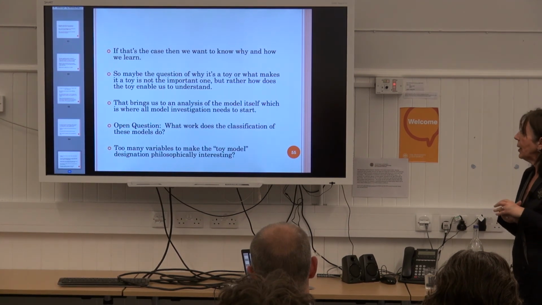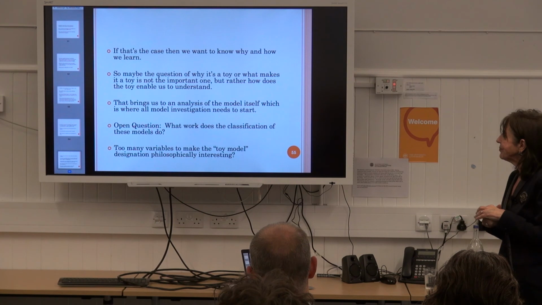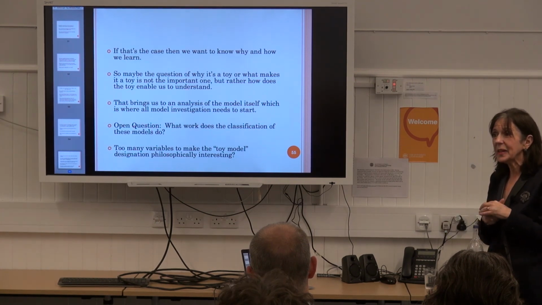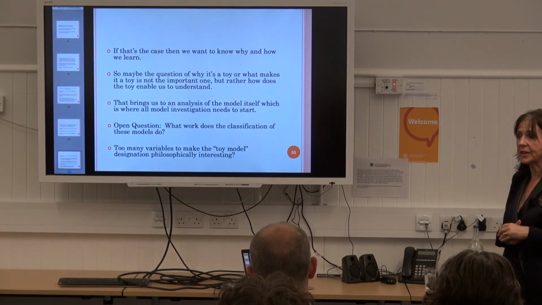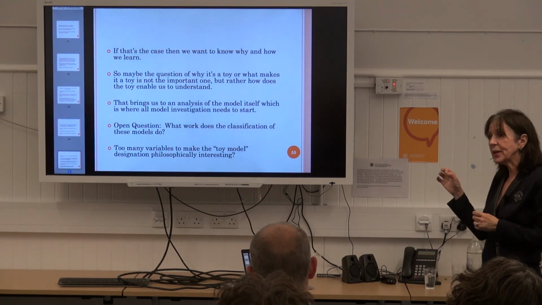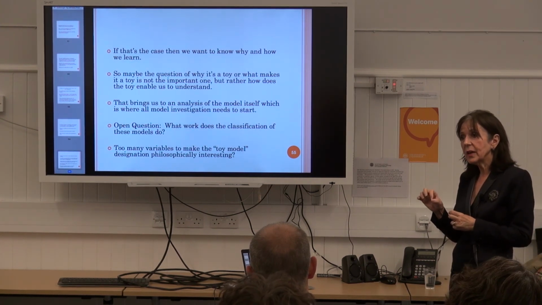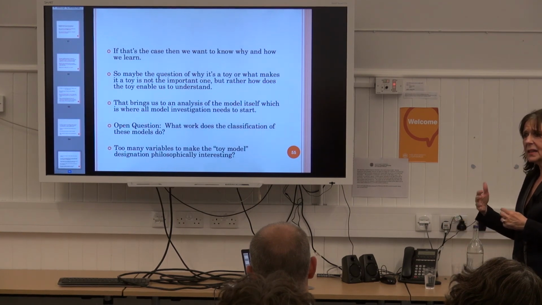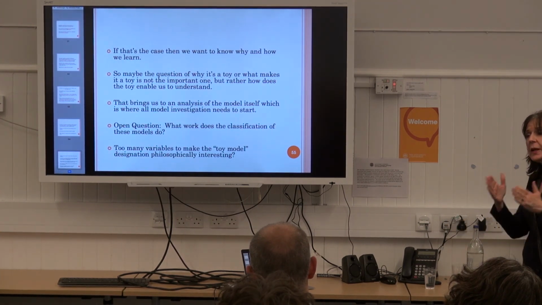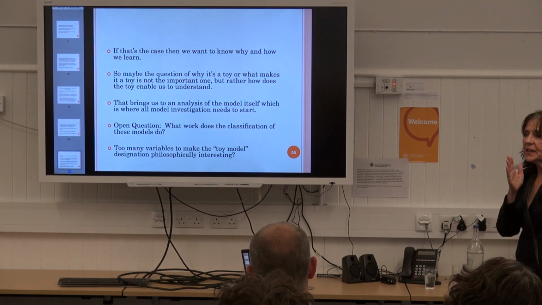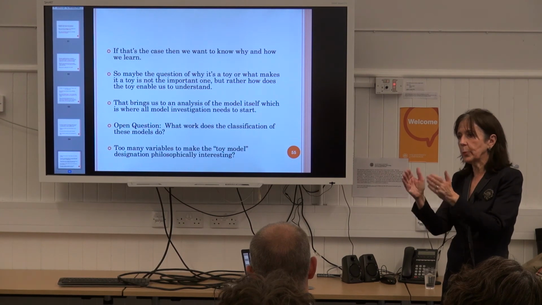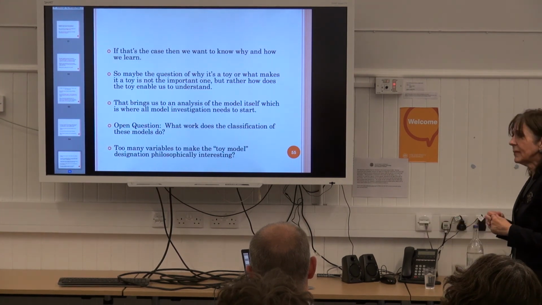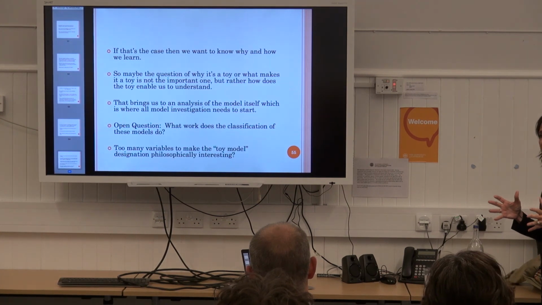So I think the question about whether or not something's a toy isn't really the important one. I think the important one is, how do we use these models to help us understand something about the target system that we're interested in? And what that brings you to is an analysis of the model itself, not putting the model in a classification. So if this is a toy model, we learn about the target this way. If this is an idealized model, we learn about it this way. I don't think that classification of models really does any work.